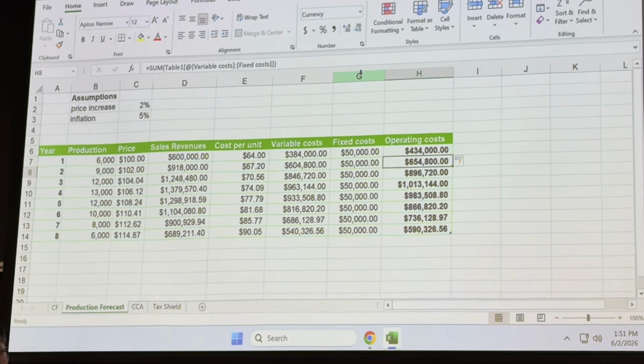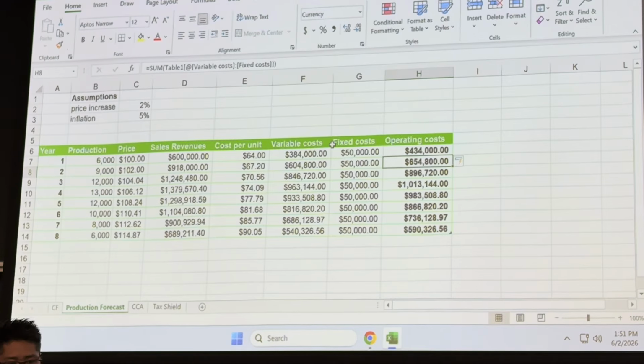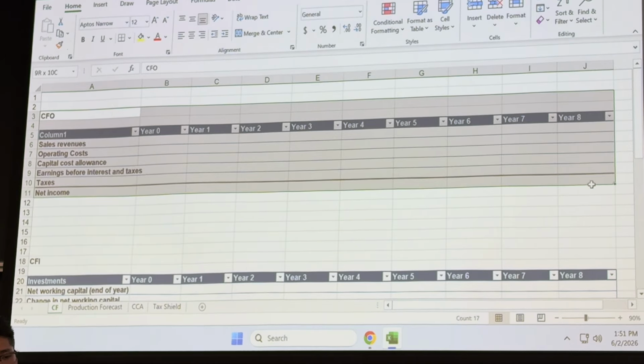That's my first step, is to estimate my production costs, ultimately getting sales revenue and operating costs over the years. Again, these are projections. I'm guessing, right? My best guess. Okay, what am I gonna do with this afterwards? Now we're gonna move back to the cash flow tab. We're gonna start filling out this cash flow from operations.